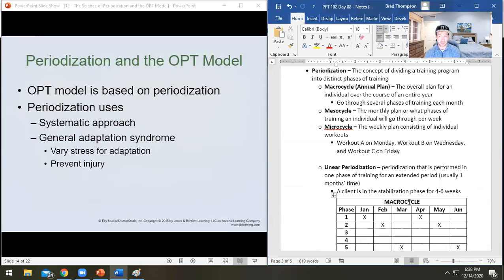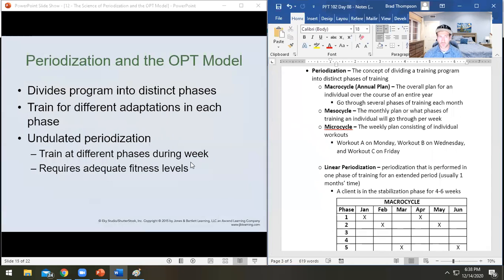And we got to remember that principle that we talked about on Friday, general adaptation syndrome. We know that the body experiences alarm reactions, then it develops resistance to something before finally experiencing exhaustion if we overdo it. So we don't want to stay in one phase of training too long because we might end up in that exhaustion phase. So that's where we have these three different ways that we're going to break things up. We're going to break it down by year, we're going to break it down by month, and we're going to break it down by week.